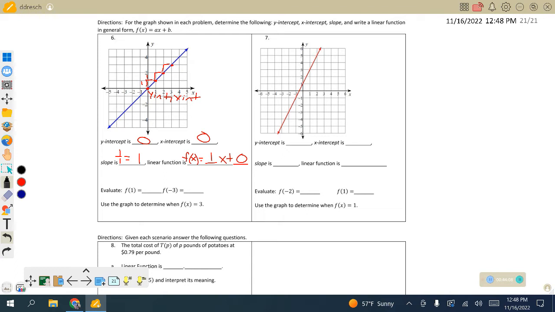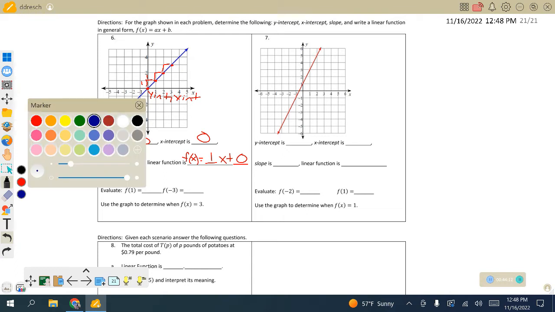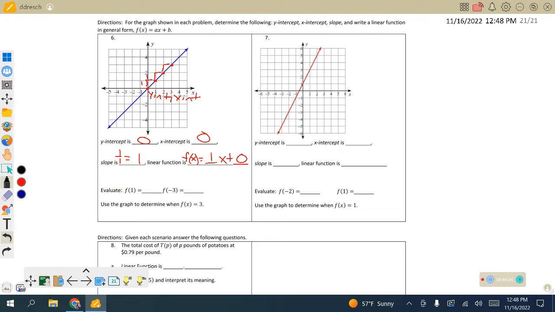So let's take a look here at evaluate f of 1. When we say f of 1, what I mean is go to the x-axis at one t-shirt sold. How much money did you make with one t-shirt sold? 1, right here, right? What's that point right there? 1, 1, right? I am at 1, and I'm up here at the y value of 1.